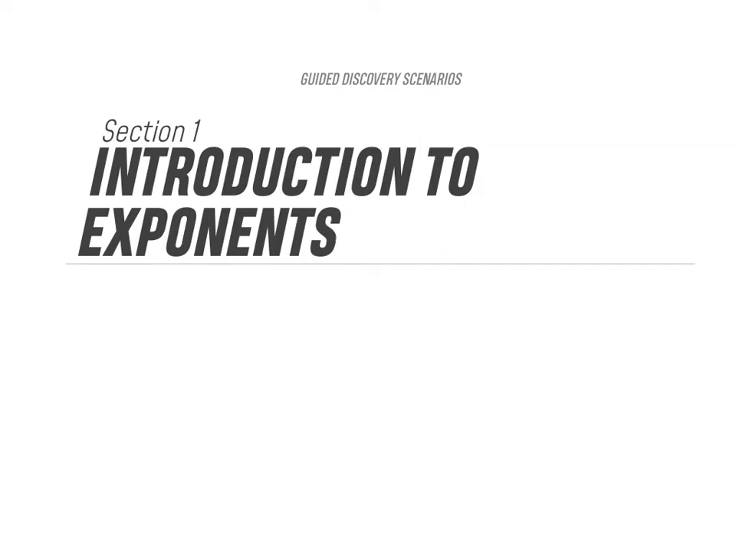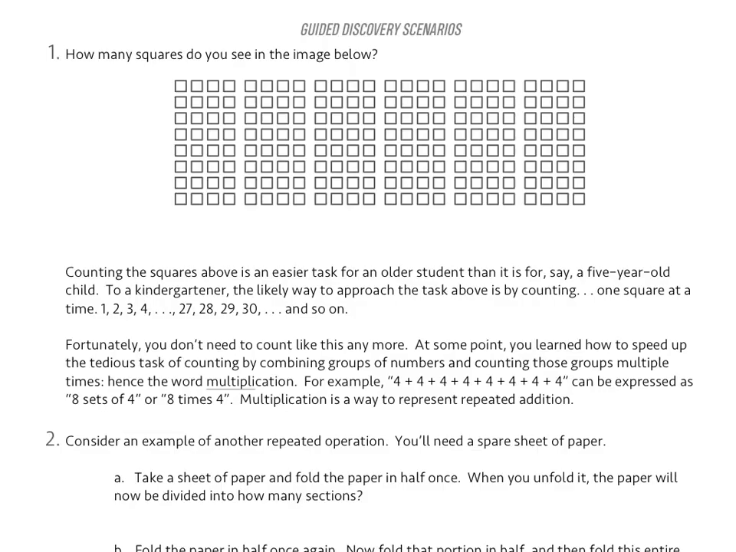Section 1, Introduction to Exponents. Number 1, how many squares do you see in the image below? When you look at it, you might see 4 here, and then another set of 4, and another set of 4. 1, 2, 3, 4, 5, 6 sets of those 4 columns.